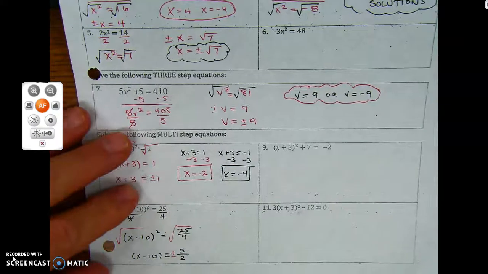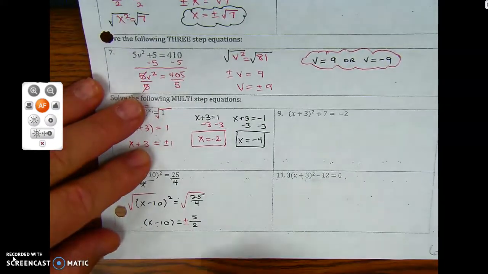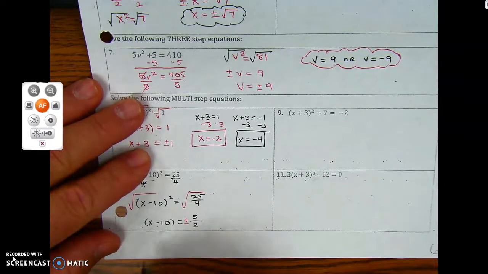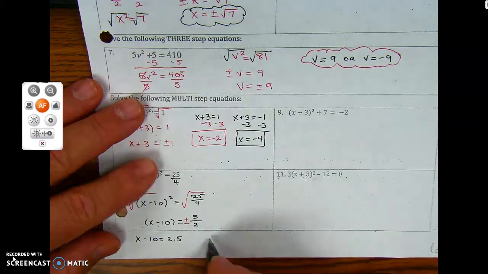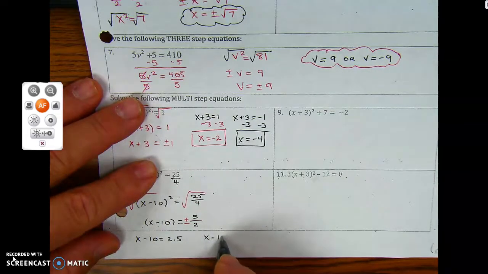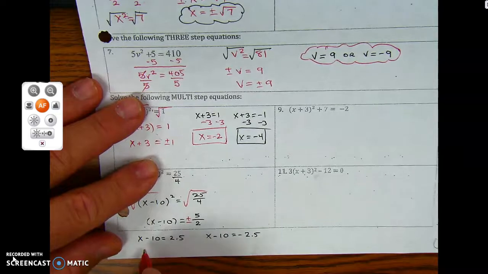Now the last thing I have to do, and I'm going to have to go down below here, is I have to write two equations. x minus 10 equals 5 over 2, or you know what, 2.5. Why not? Let's change it to a decimal. And x minus 10 equals negative 2.5. Now let's add 10 to both sides.